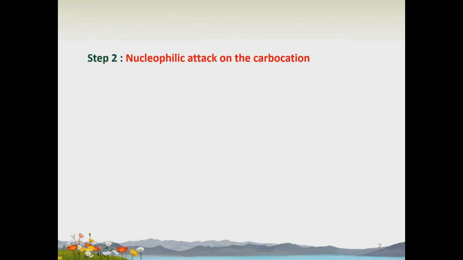In the next step, we call it nucleophilic attack on the carbocation. Just now we already formed the carbocation, which is a tertiary carbocation. The nucleophile, which is rich in electrons, will attack the carbocation. So that's why the arrow is from the nucleophile to the carbocation.